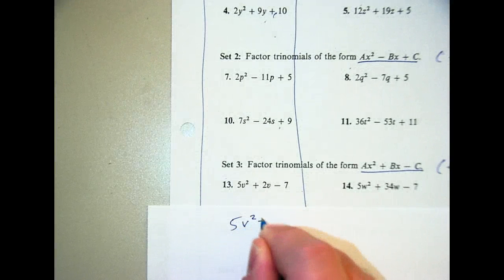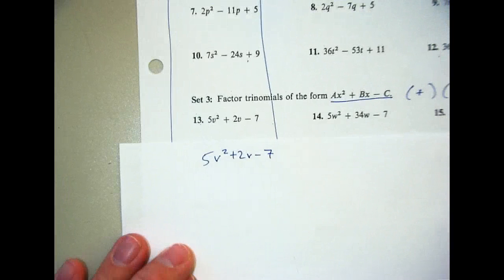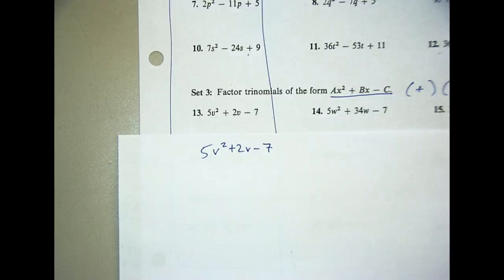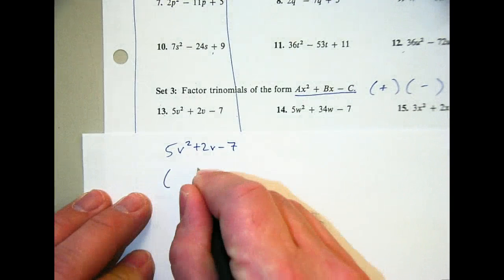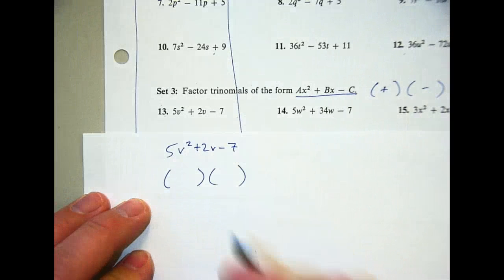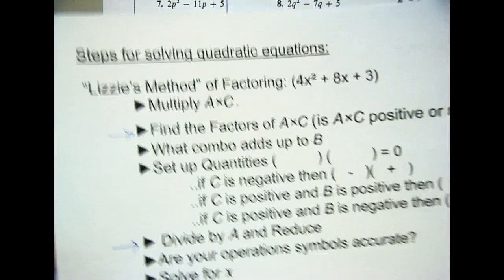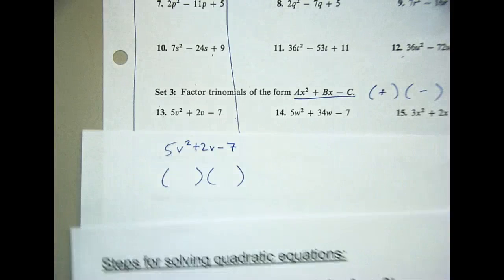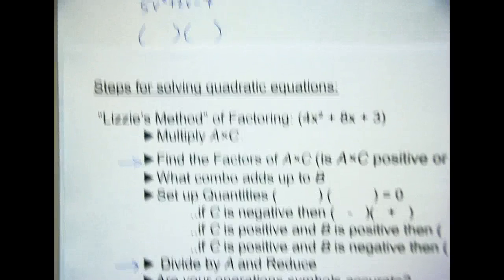5v squared plus 2v minus 7. Let's do that one together. Get as far as you can on your steps. And if you were struggling on this, that's okay. Some of you, it helped, I think, to write out your parentheses right away. So that might be beneficial here. Write out your set of parentheses first, and then start following your steps on your notes here. I'll be walking around. Ask for help if you need it.